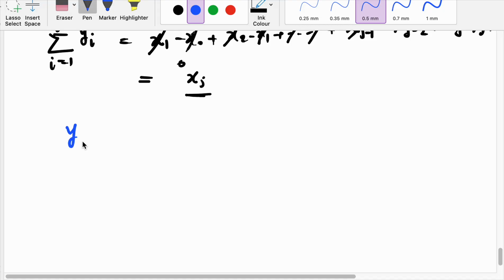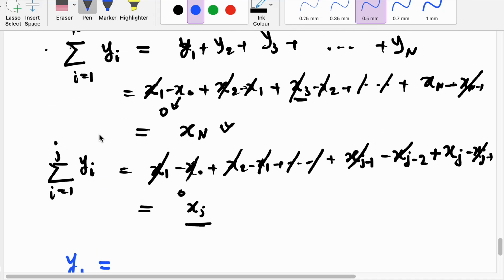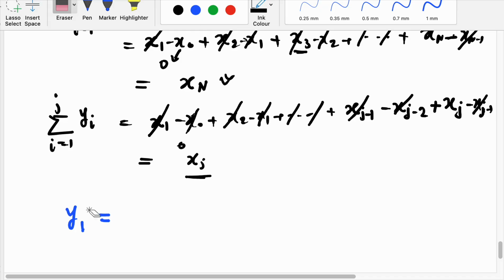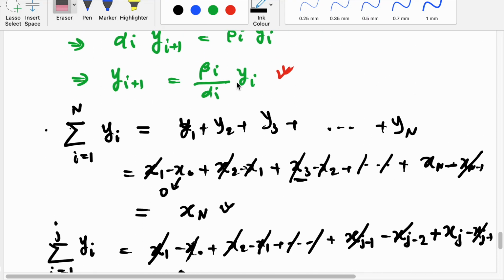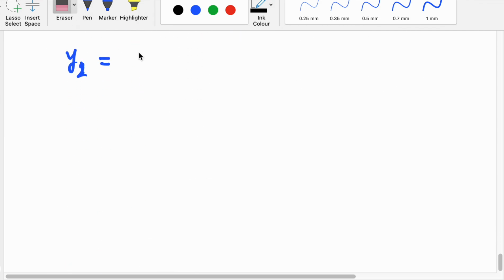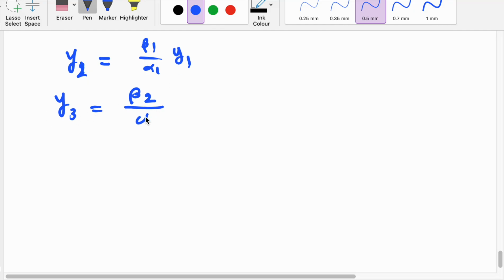So what will be the value of y1 or maybe y2? What is the value of y2? y2 will be beta 1 by alpha 1 times y1, exactly. Then what will be the value of y3? That will be beta 2 by alpha 2 into y2. If I put the value of y2, that will be beta 2 by alpha 2 into beta 1 by alpha 1 into y1.